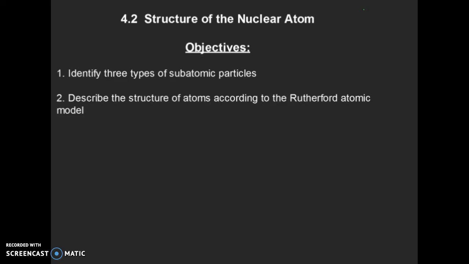Hello, chemistry students. Today's lesson, we're going to go over section 2 of chapter 4, structure of the nuclear atom. We're going to talk about the three types of subatomic particles, which I'm sure you've been hearing since middle school for sure. But we're going to talk about them in a little bit more detail, so pay attention. And then we're going to describe the structure of the atoms according to the Rutherford atomic model. And you'll learn what that means.